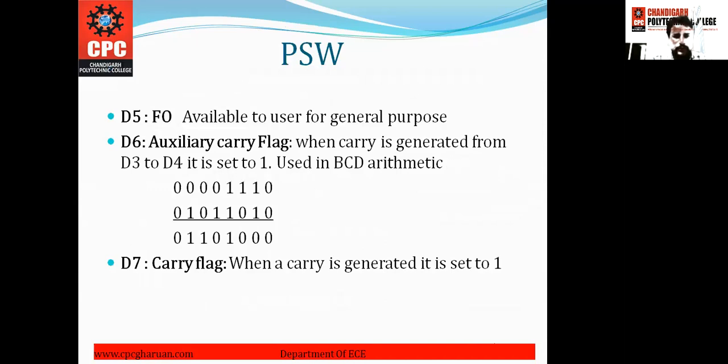The next bits of PSW are D5, that is the F0. It is available to the user for general purpose. Next is the D6, that is the auxiliary carry flag. When carry is generated from the D3 to D4 bit, as you can see here, from lower nibble to higher nibble, then this bit is set to 1 and it is used in BCD arithmetic.